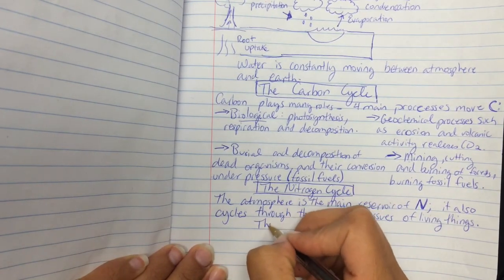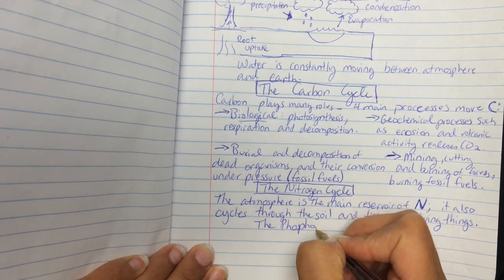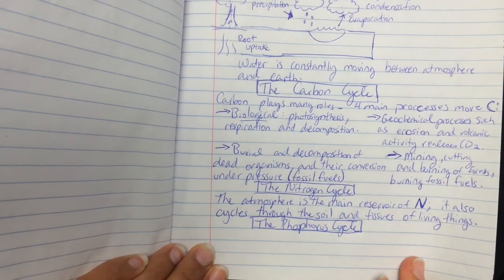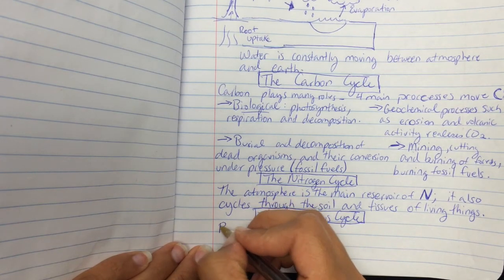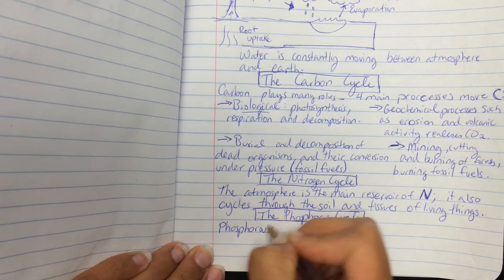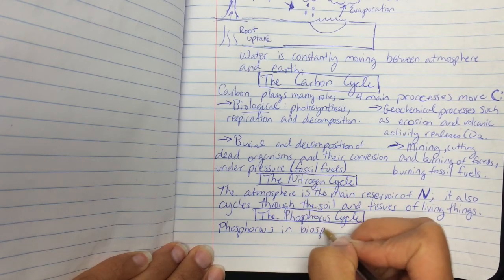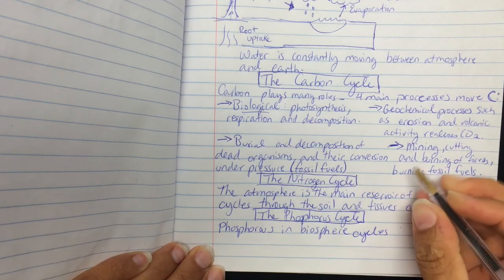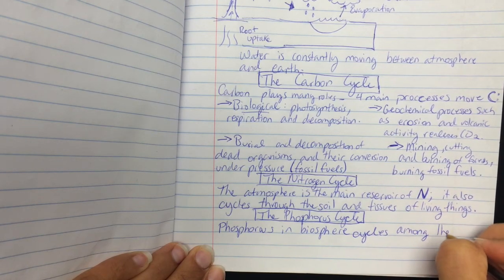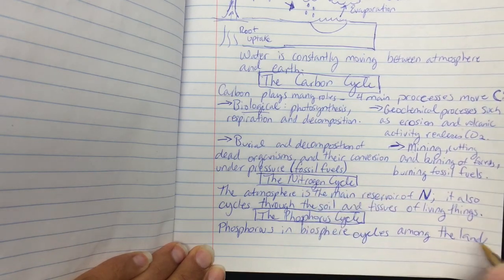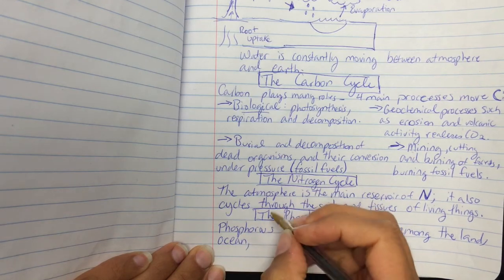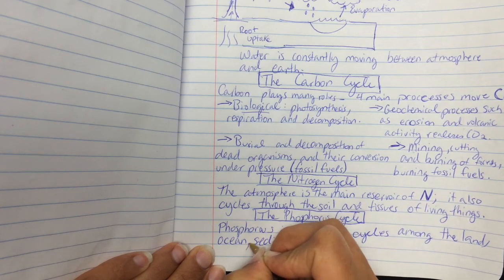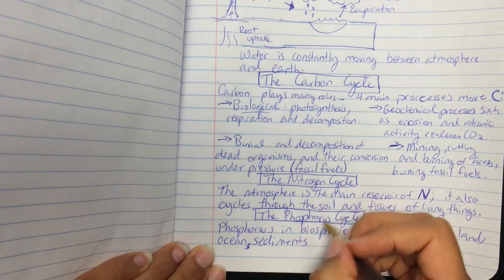And then finally, the phosphorus cycle. Phosphorus is found in ATP, that's the P in ATP, and it's found in DNA, so it's super important to living cells as well. Phosphorus in the biosphere cycles among the land, ocean, ocean sediments, which means all the stuff at the bottom, and living organisms.